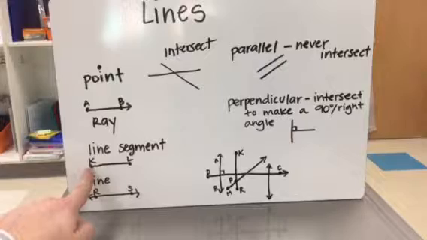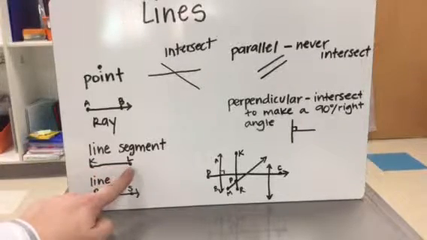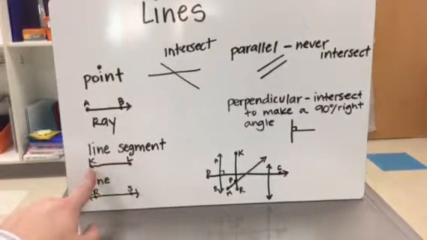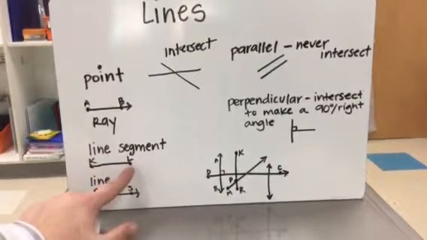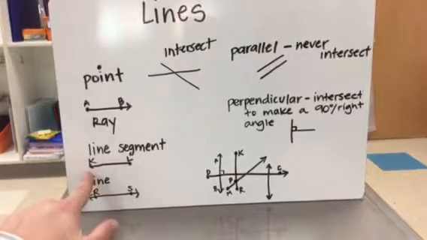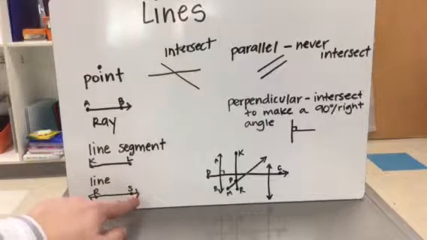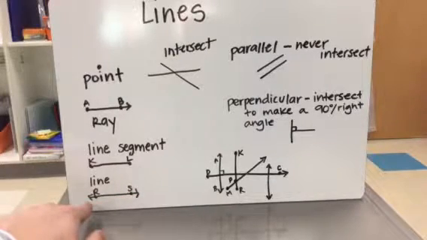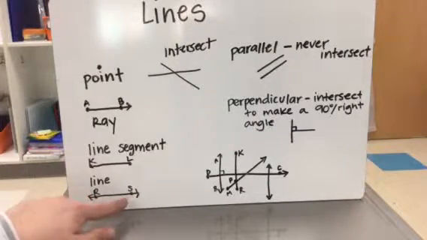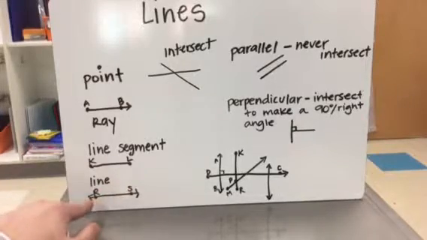A line segment is when you have a series of points connected and it ends at a point at the end of each, or there's a point at the end of each side. So this is line segment KL, or you could say line segment LK. And last, sometimes you could have a series of points connected where there's an arrow at either end, or at both ends. So this is line RS, or you could say line SR.